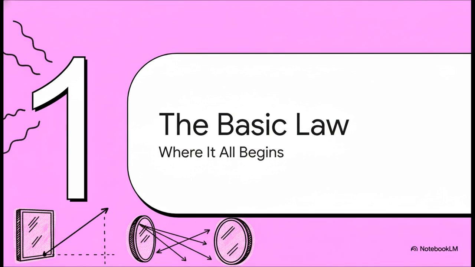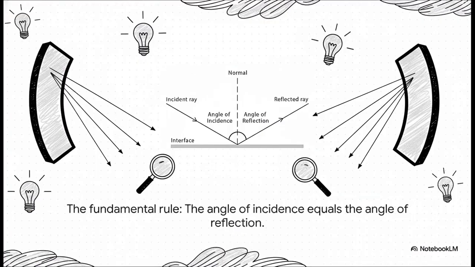Before we can even talk about curved mirrors, we have to understand the one single law that governs any kind of reflection. Doesn't matter if the surface is flat, curved, or bumpy. It all boils down to this one simple, beautiful rule. As you can see right here, the angle of the incoming light ray, that's the angle of incidence, is always exactly equal to the angle of the outgoing ray, the angle of reflection. Now, we measure both of those angles from this dotted line called the normal, which is just a line drawn at a perfect 90-degree angle to the surface. And that's it, seriously. This one law is the key to everything that follows.